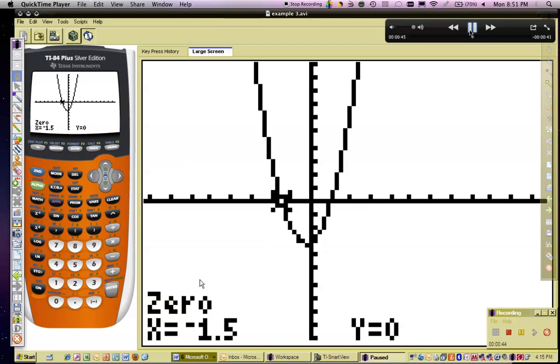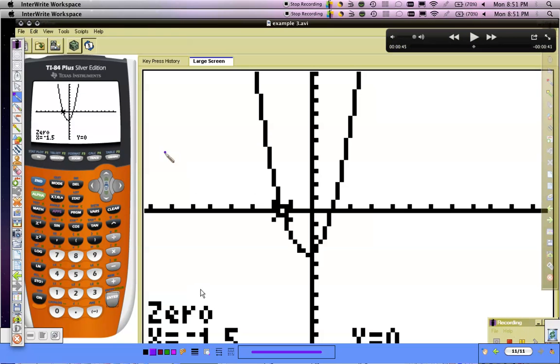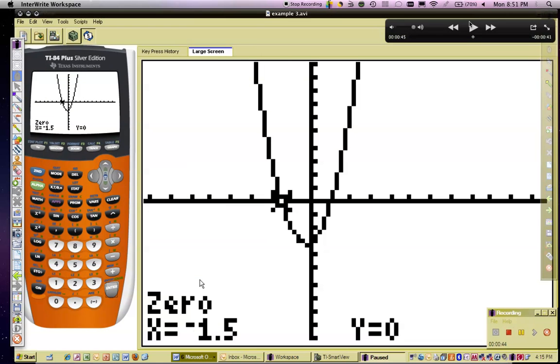Now it says right down at the bottom of your screen, on the left-hand side, that y is equal to 0, so the function is equal to 0, and it tells you the x value. The 0 in this case, on that side, is x equals negative 1.5. That's all it takes to find the 0 using the calculator. So quadratic equations can be really, really easy to solve using your graphing calculator.